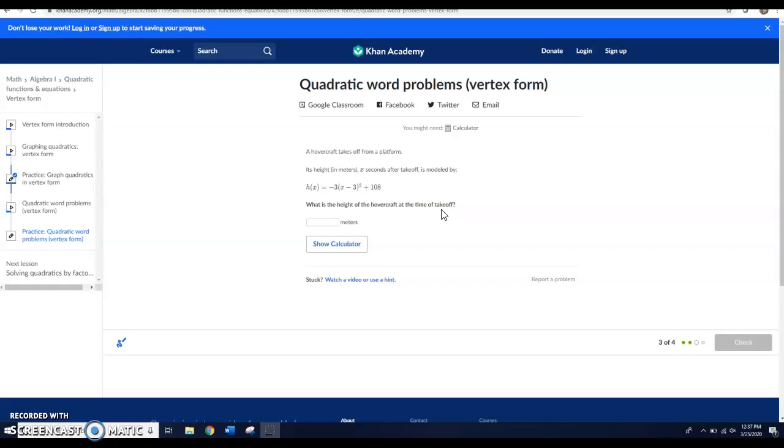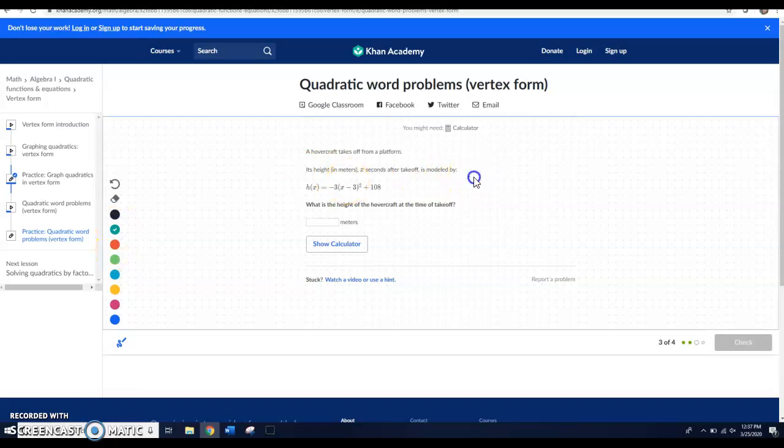So we would just have to remember that we are looking for the y value, or the output, when x is equal to 0. So all I would do is plug in 0 and go from there. So I would say this is negative 3 times (0 minus 3) in parentheses, squared, plus 108. And so I would do what's in parentheses first.